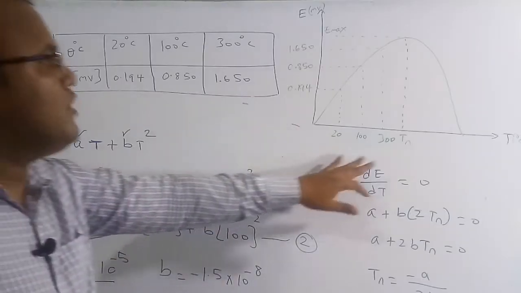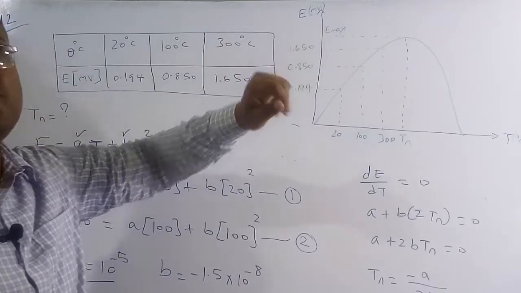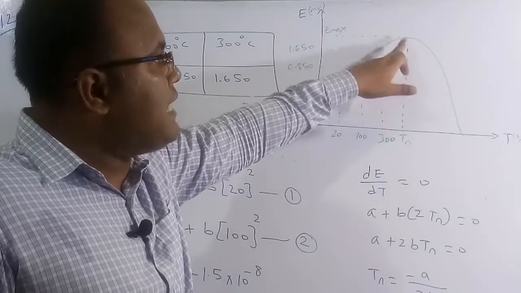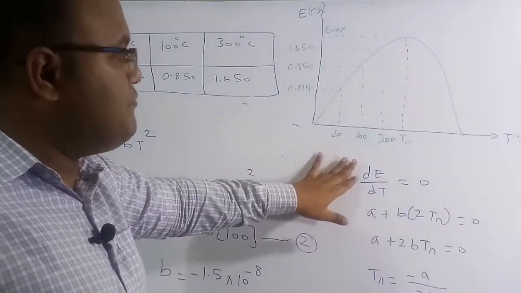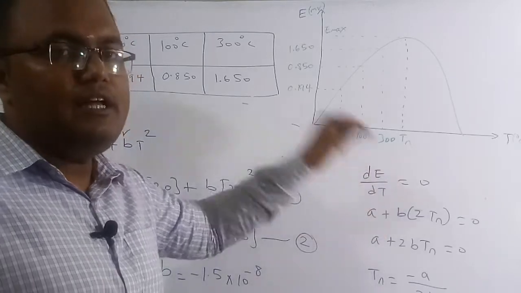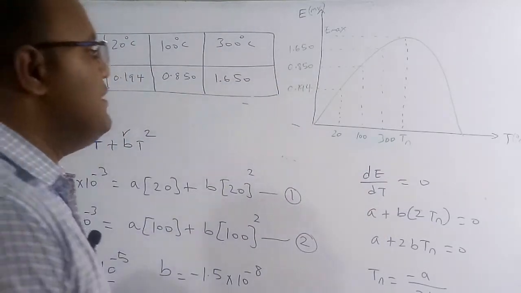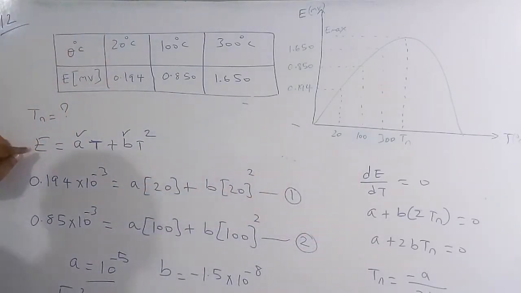Now I want to know at which neutral temperature the maximum EMF is going to be induced. This is a parabola, so at this point the differentiation of the EMF has to be 0. Whenever the differentiation of the EMF is equal to 0, we are going to get the maximum EMF at that particular temperature. So here we are going to do the differentiation with respect to temperature. This equation I am going to differentiate.